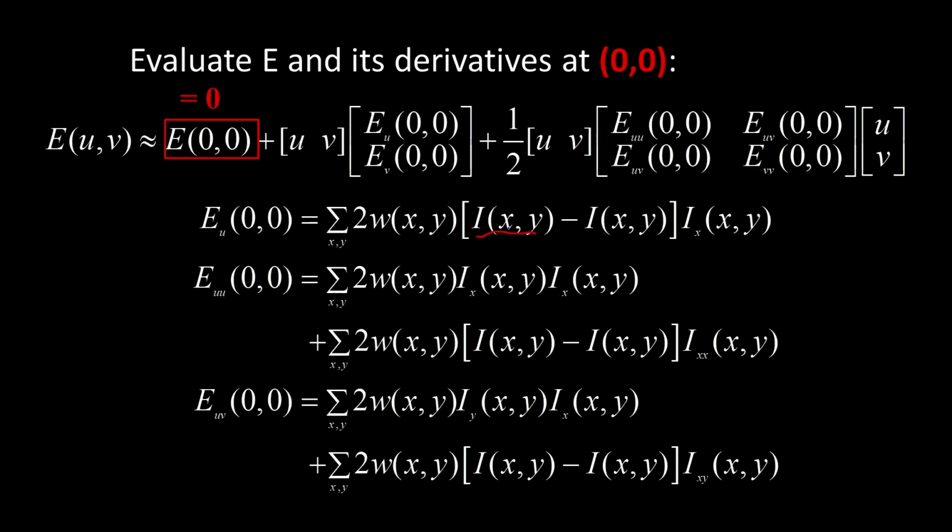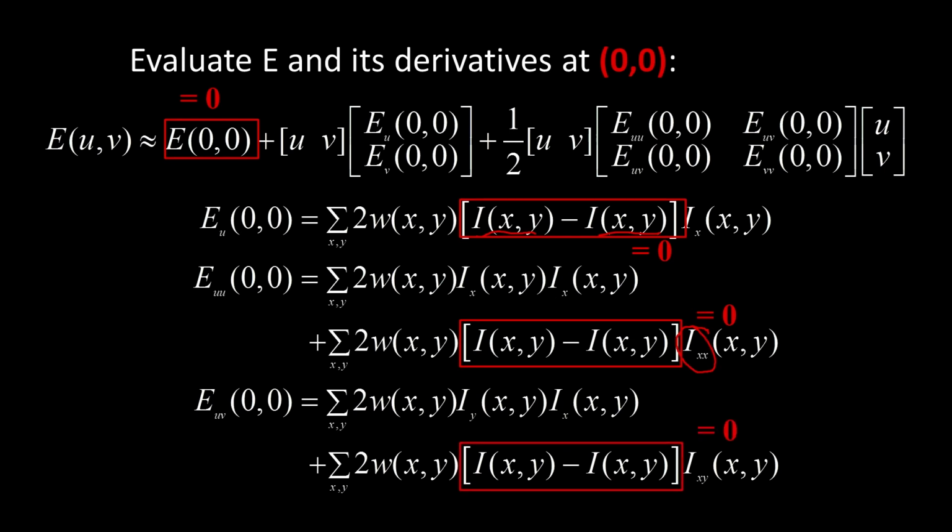Next, I've got this funny little term here. It says I of xy minus I of xy. What is that? You betcha. 0. Okay? And here it is again. 0. And notice this 0 is the one that's multiplying the second derivative term. And what about down below? Another 0. That's the one that's multiplying the cross derivative term.